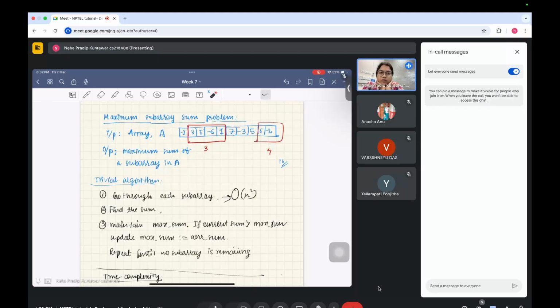Okay, so now we want to use our dynamic programming approach to solve this. That means I want to build some subproblems, solve them, and use their solutions to find the solution for the entire array. Okay, so can you think of some strategy?